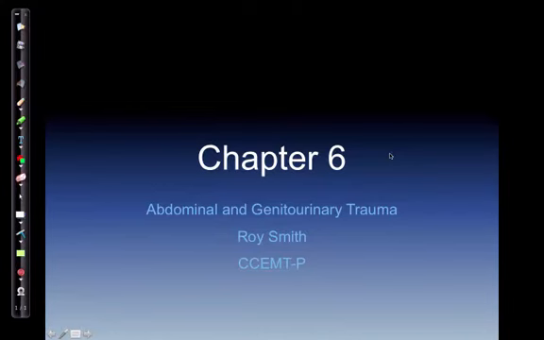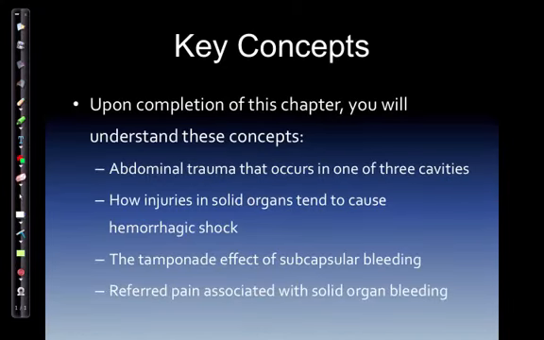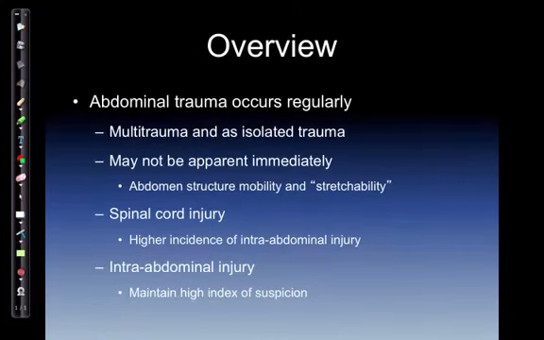This is going to be Chapter 6, Abdominal and Genitourinary Trauma. Key concepts. Upon completion of this chapter, you will understand abdominal trauma that occurs in one of three cavities, how injuries in solid organs tend to cause hemorrhagic shock, the tamponade effect of subcapsular bleeding, referred pain associated with solid organ bleeding.